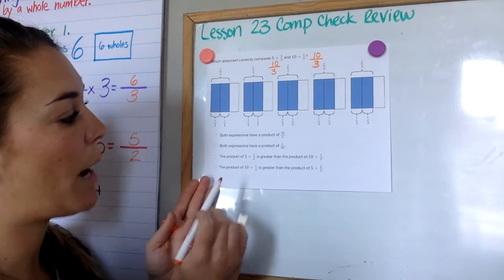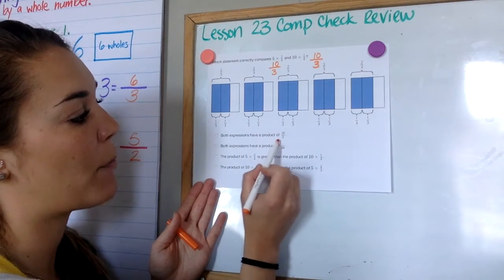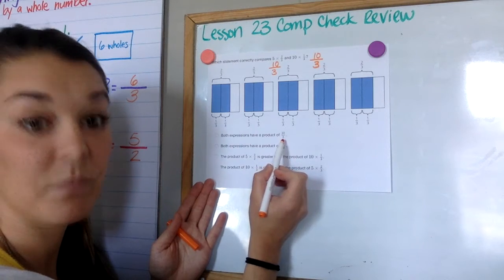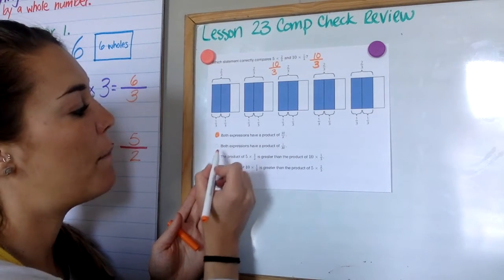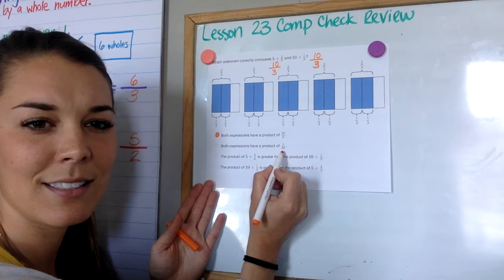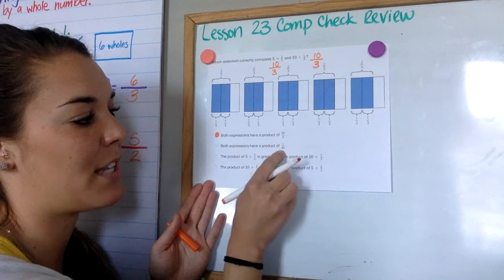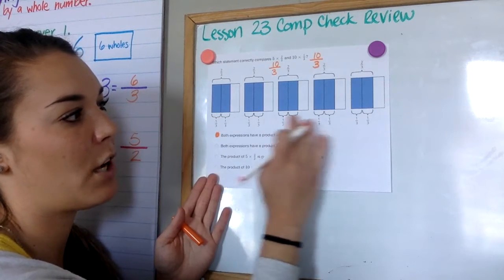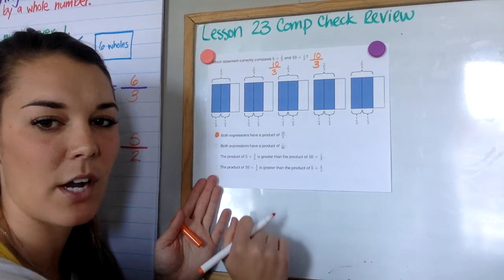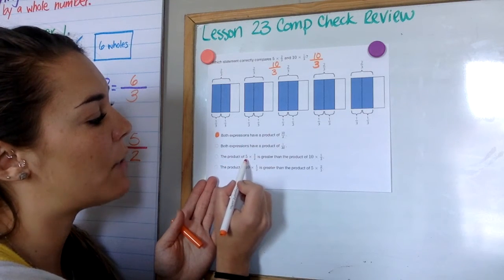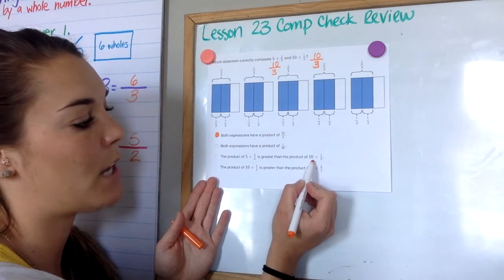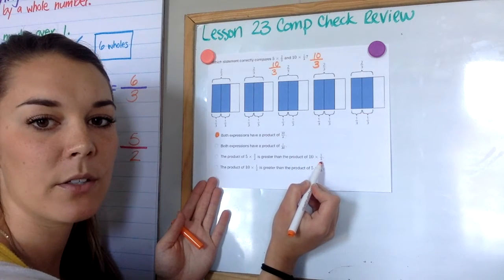So let's take a look at our options. It says both expressions have a product of 10/3. Is that true? Yes. Both expressions have a product of 1/30. No. I know 10/3 is not the same thing as 1/30. And when I look at my visual here, there is not 1 out of 30 shaded. So that's a no.